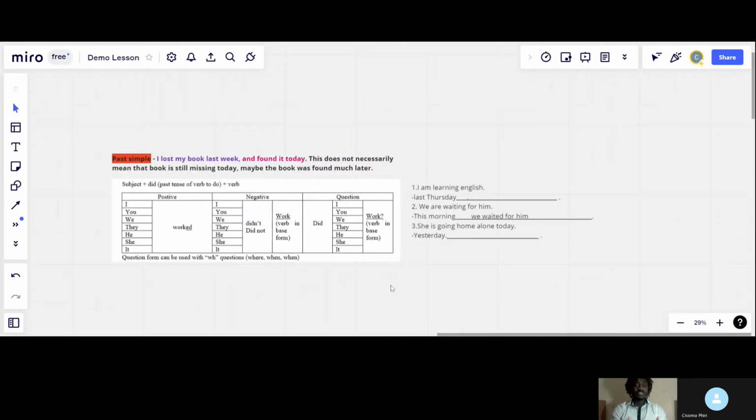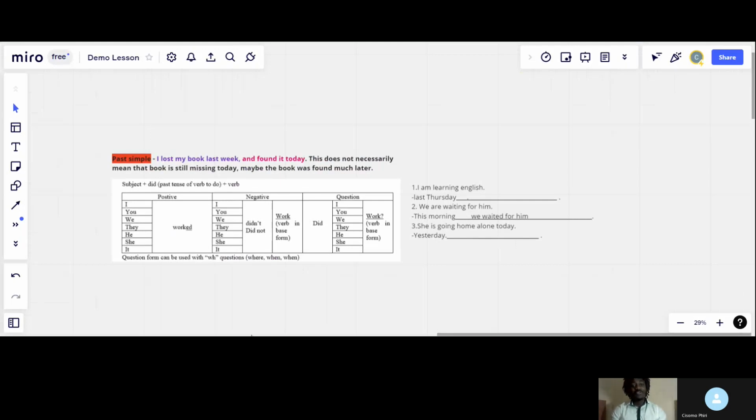When do we use past simple? I'll give you an example. I lost my book last week and I have found it today. This means my book was missing last week. My book went missing last week, but today it has been found. Meaning, for past simple, we describe actions that finished in the past. They happened and finished in the past. My book is no longer missing. I have found it.